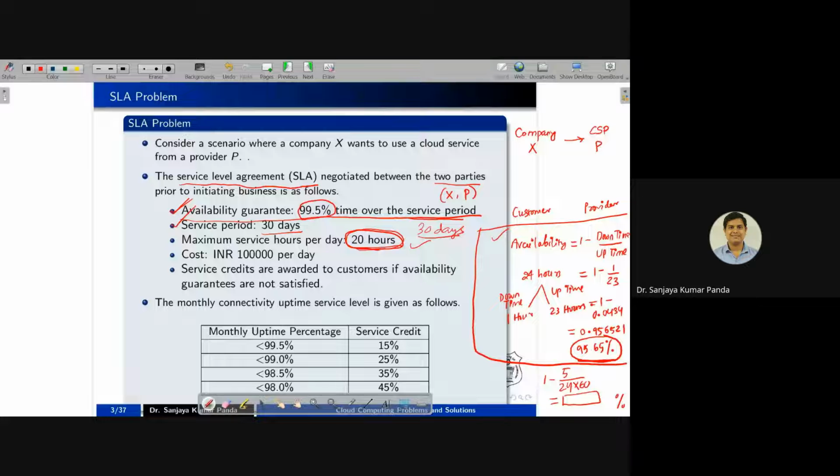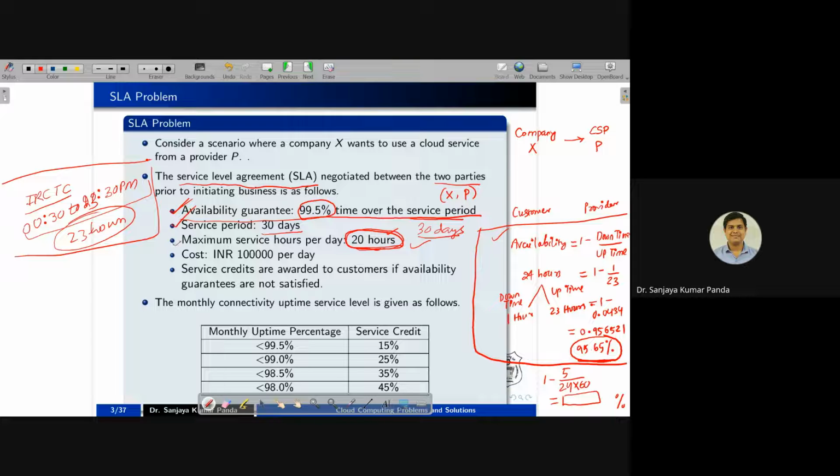One example I can tell you: if you take the IRCTC site, it is available from 00:30 to 11:30 PM, or I can write in 24-hour format, 23:30. So it is up for 23 hours and down for 1 hour. Out of these 23 hours, you have to check whether availability is 99.5% or not. You should not check out of 24 hours. So for this particular problem, we need to calculate out of 20 hours.